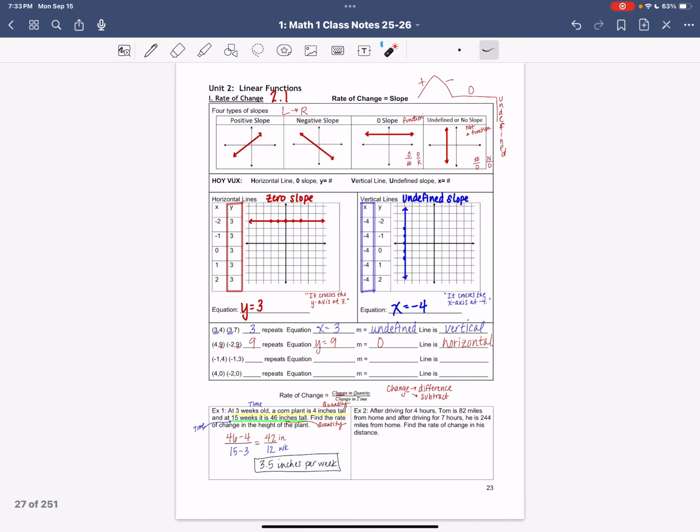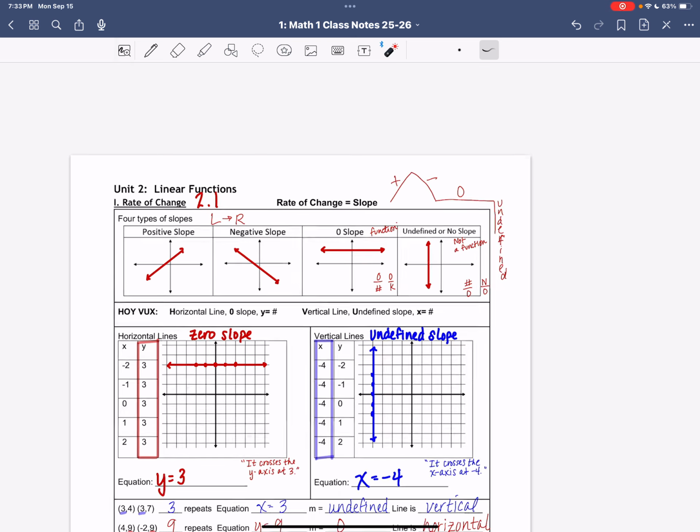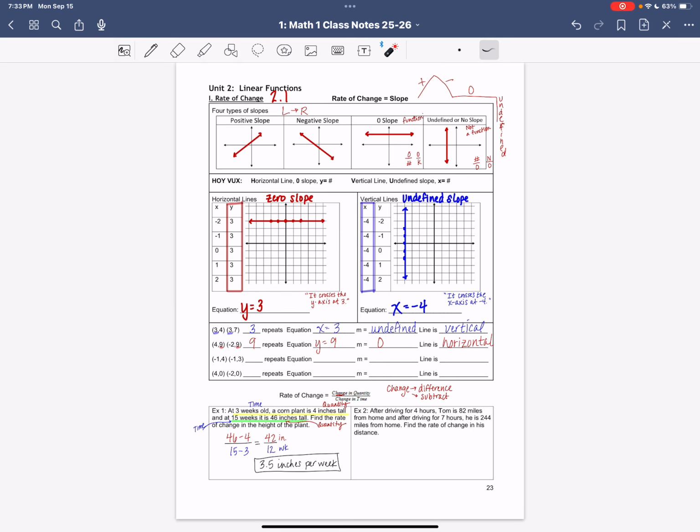And make sure you understand your different types of slope: positive, negative, zero, and undefined or no slope. And then you can remember some of the little shortcuts that I have for you. And that's your quick review of slope.